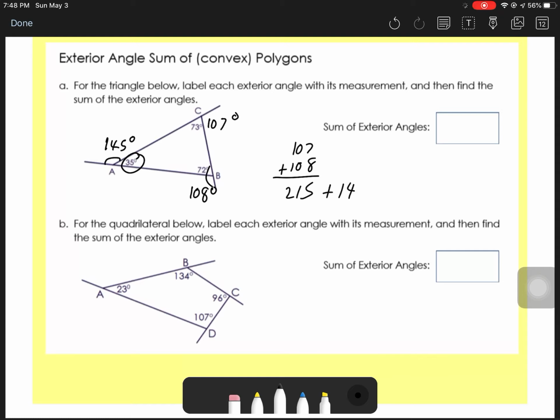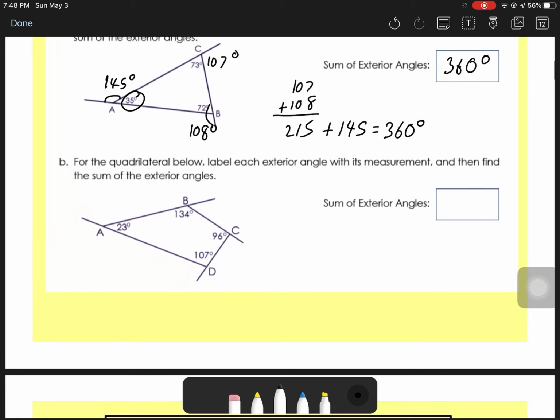We add that to our 145, and we end up with that magic number of 360. So the sum of these exterior angles is 360 degrees.